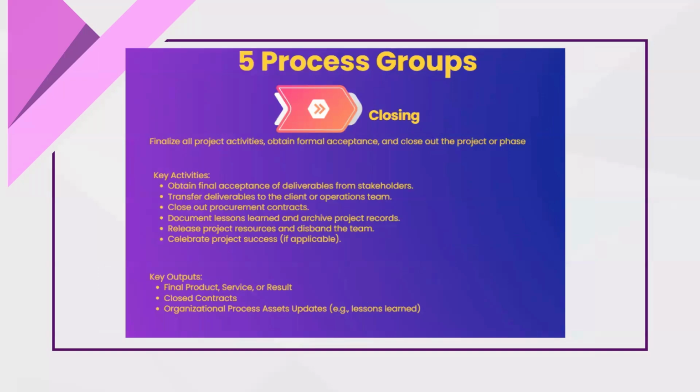Well, we move on to the closing process group here. This brings formal closure to the project or phase. It's about ensuring all work is completed, accepted, and documented. So, what do we obtain? We obtain formal acceptance of deliverables. We complete contract closures and finalize procurements. We archive project documents, lessons learned, and update organizational process assets, release resources, and celebrate success. So that's what it is all about closing.